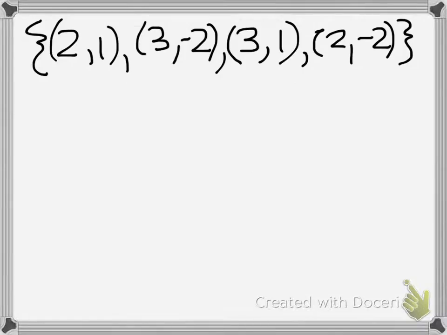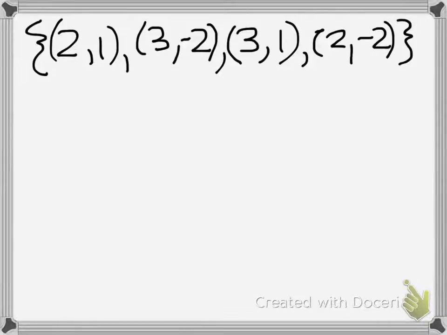Now let's look at this relation. We have a set of ordered pairs: (2, 1), (3, -2), (3, 1), and (2, -2). We're looking to see whether this is a function or not. The first thing I would do is, if I have the x-coordinates listed in front of me, look to see if any repeat. If none repeat, then it would be a function. If one number repeats, then it would not be a function.